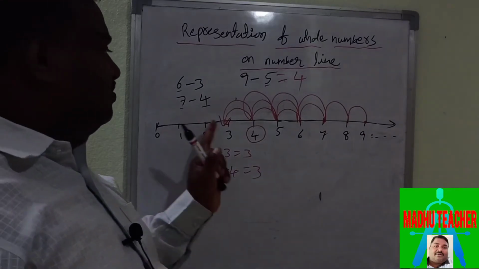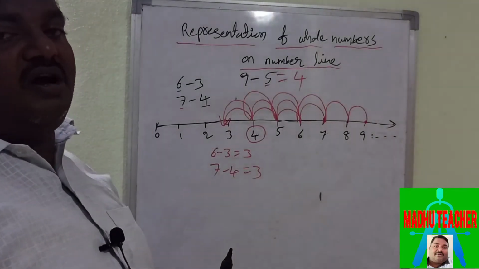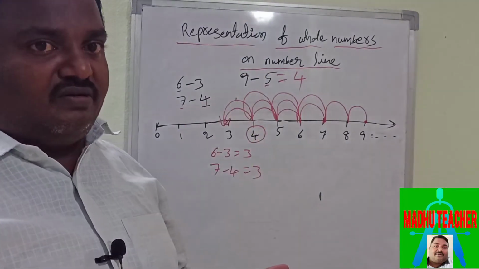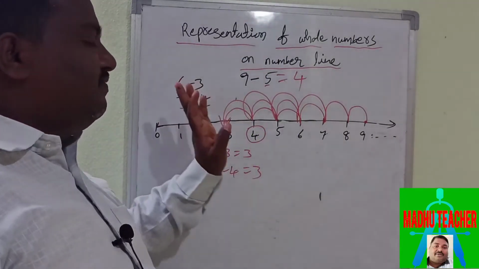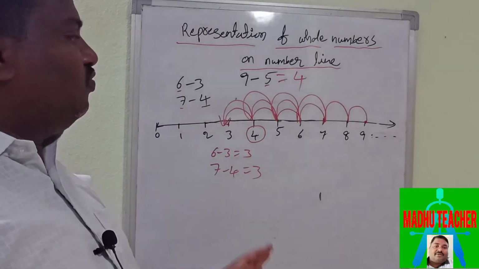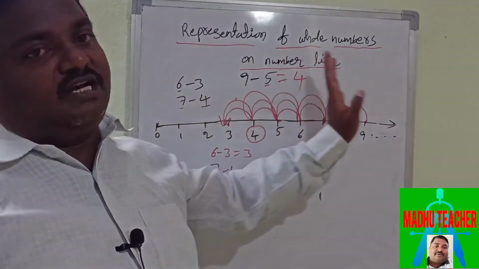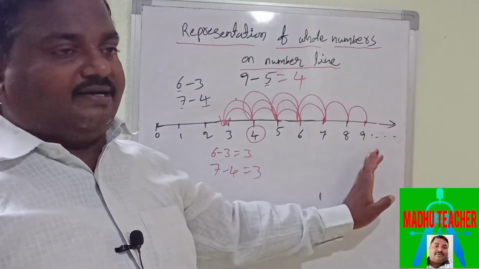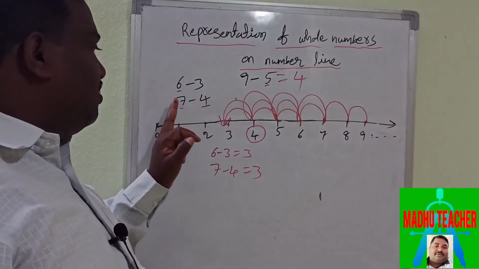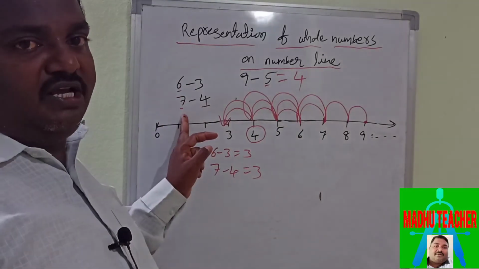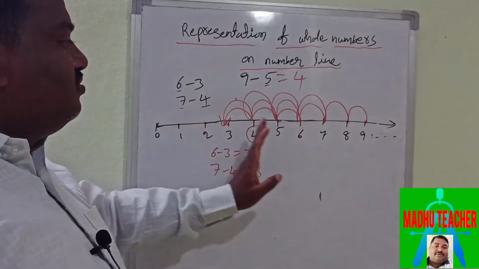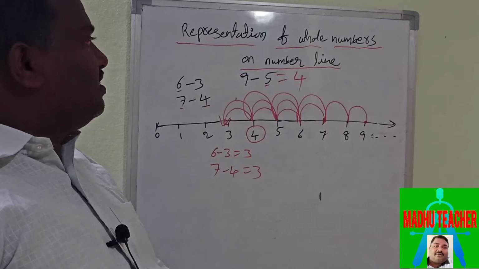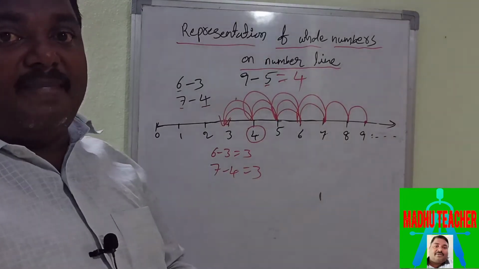Like this, we can do the subtraction on the number line. See the difference? In addition, you can start from any one of the numbers and we move towards the right side. But in subtraction, we start from the first number only and move towards the left side. This is the difference. Then, representation of multiplication.